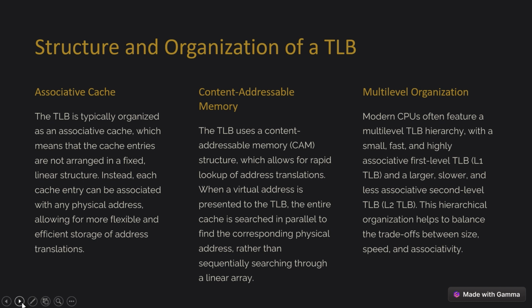The third is multi-level organization. Modern CPUs often feature a multi-level TLB hierarchy, which has a small, fast, and highly associative first level TLB, L1, representing the first level of TLB, and a larger, slower, and less associative second level TLB. The hierarchical organization helps to balance the trade-offs between size, speed, and associativity.